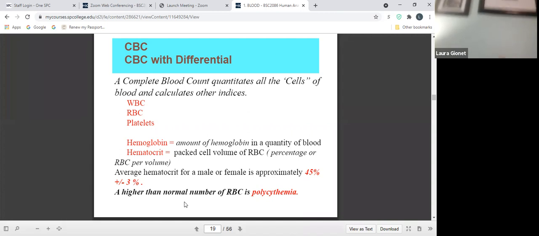When you have a higher than normal number of red blood cells, it's called polycythemia. When you have fewer than normal number of red blood cells, either the number of the cells or the quality of the cells, then it's called anemia.